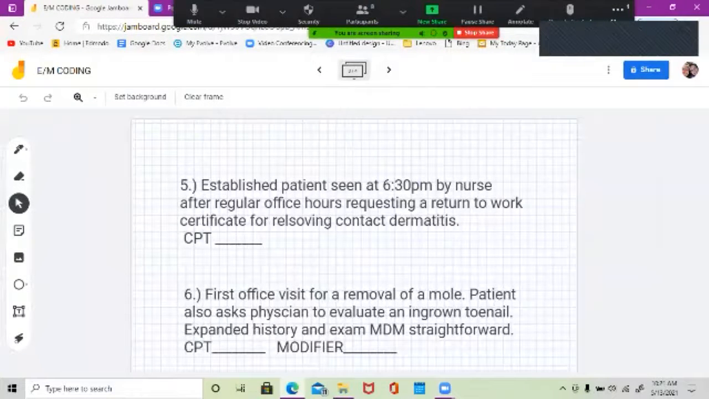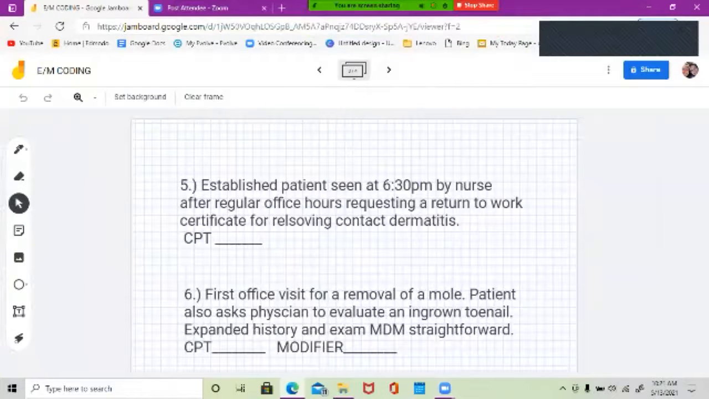All right, an established patient seen at 6:30 p.m. by the nurse after regular office hours, requesting a return to work certificate for resolving contact dermatitis. Established patient seen by the nurse. What is that code? Big change for all of us, and we talked about it already. 99211.